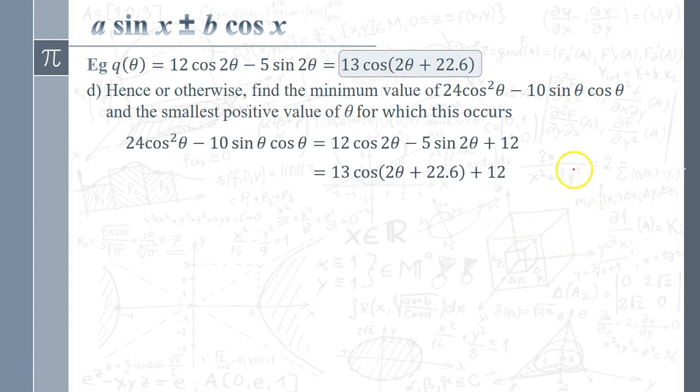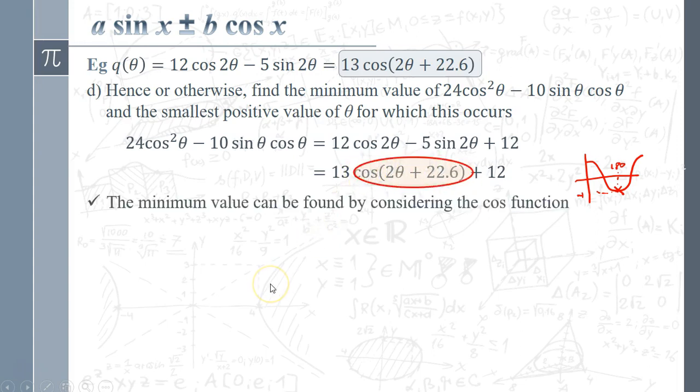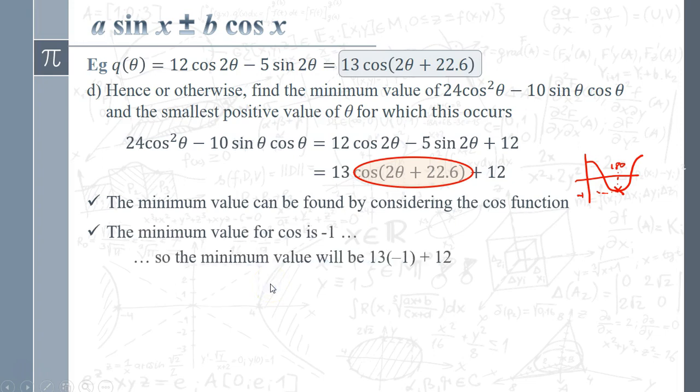If I sketch a little cos curve over here, we know the minimum value is at -1, and that happens when theta is 180. So we're just going to use that principle, because the minimum value of this bit, the cos(2 theta plus 22.6), that could possibly be is -1. So the minimum value of the function is going to be 13 times -1, and then add the 12 on.